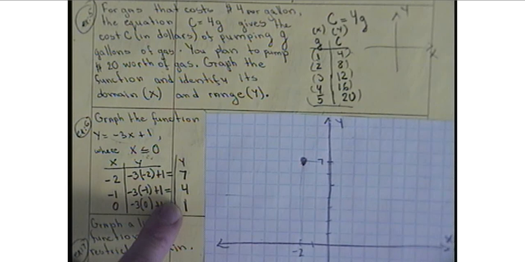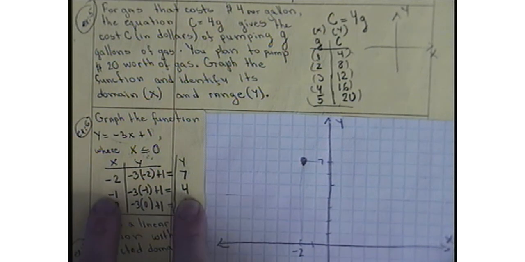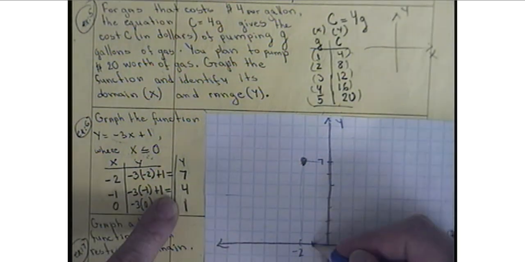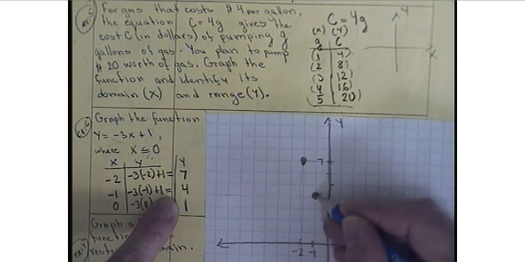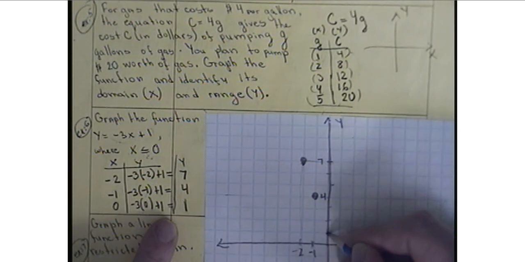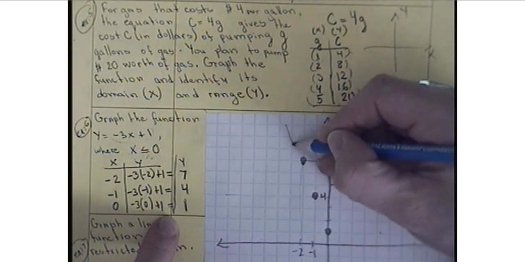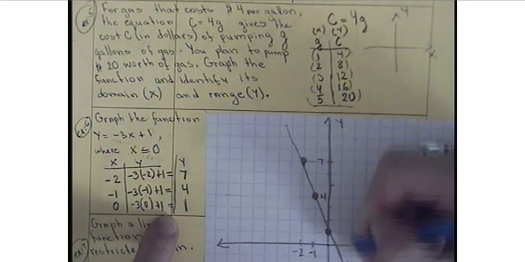Second point is negative 1 for x and positive 4 for y. This is positive 4. So that's the location of the second point. And the third point, 0 for x, 1 for y, is right here. And that shows us another linear function that goes down.